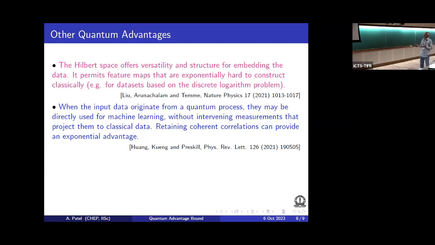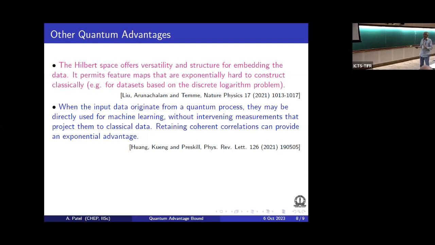If the data sets are of this type, a well-known example which has been rigorously analyzed is the discrete logarithm problem. If your data set falls in some particular type, which involves these feature maps which are naturally finding their place in quantum dynamics, you can do things which classical physics will not allow you to. The other feature which has again been rigorously shown is that the data may come from a quantum process. The underlying process is quantum.